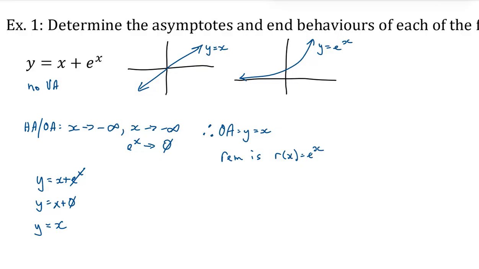We're not talking about to the right, because to the right it gets big, and that is not a remainder. That is doing something to the function. But to the left, it is getting close to 0, but it is positive. This version of e to the x is positive. So e to the x is always greater than 0. So your remainder is greater than 0, so you're going to be above.